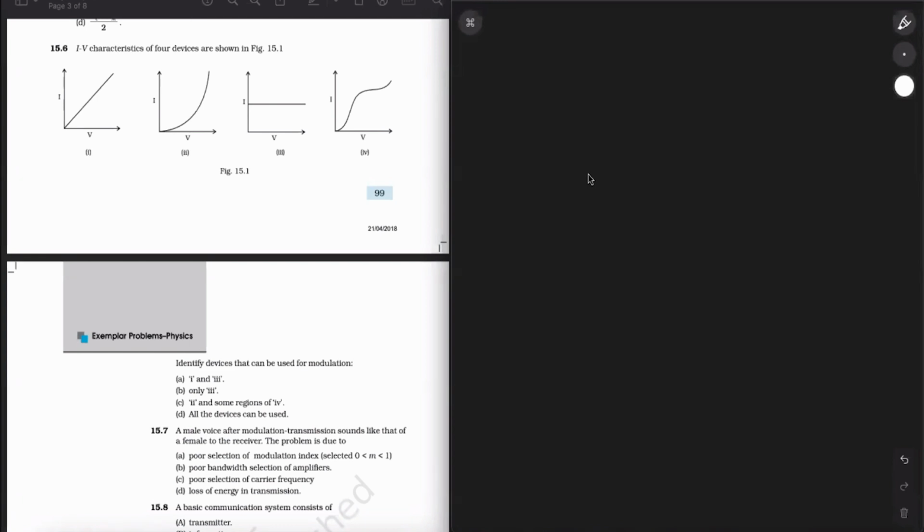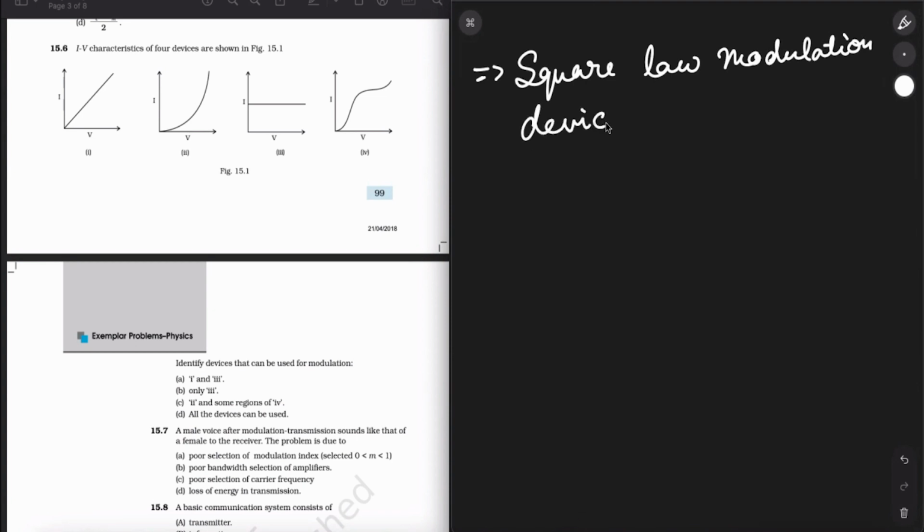So in this question there is no other concept, you just need to know about the square law modulation device. You'll find that 2 and 4 follow approximately the same curve that this device requires. So the correct option is 2 and some regions of 4. Option C is correct.